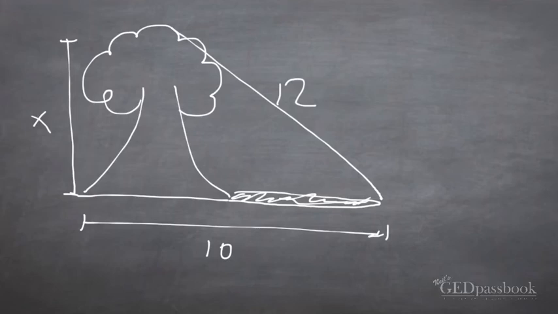He then measured the distance from the shadow to the tree. Measured a distance of 10 feet. The question is, how tall is the tree? How tall is the tree?